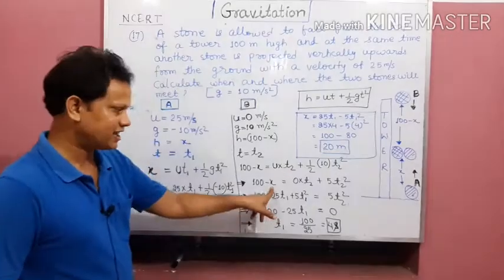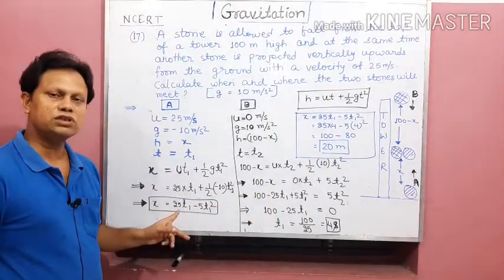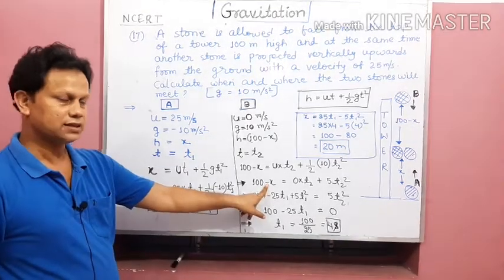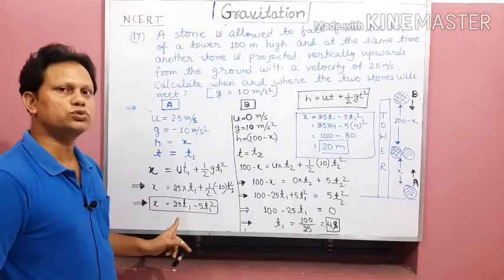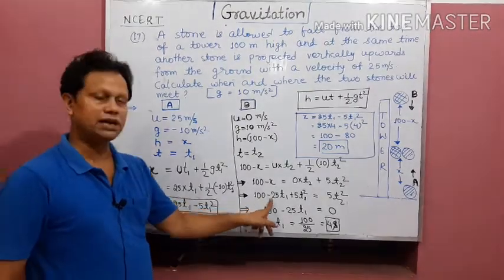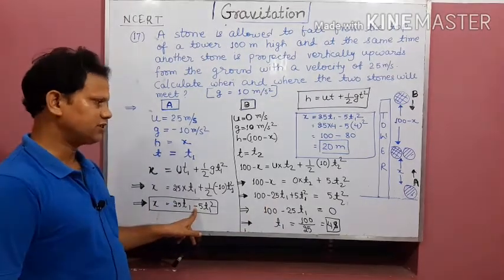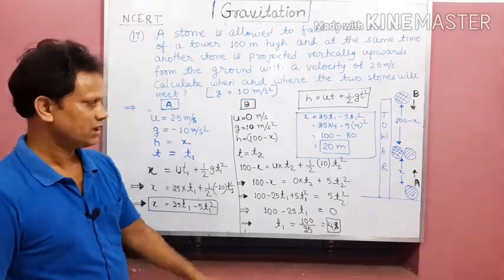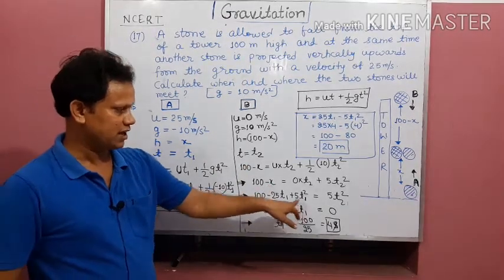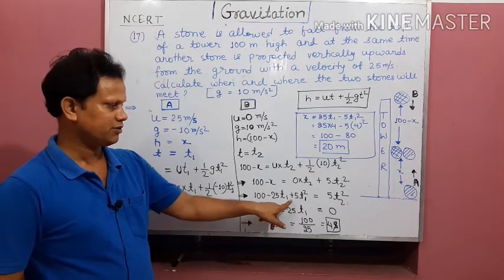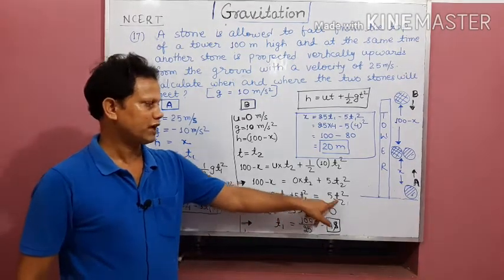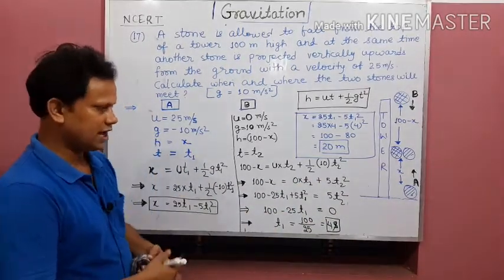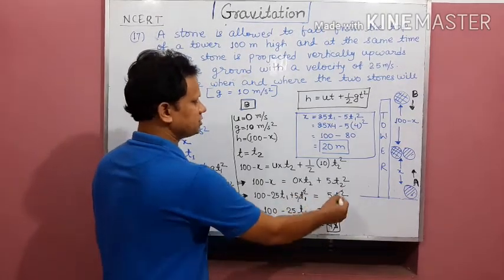Now we can replace x with this value, because this is the only value of x we are getting. Since it is minus x, we have to change the sign of these two terms. So for 25t1 I have written minus 25t1, and for minus 5t1 square I have taken plus 5t1 square, because the sign changes according to mathematical rules. Now when we replace x by this value, we get 100 minus 25t1 plus 5t1 square is equal to 5t2 square. Now here I have cancelled this term with this term.